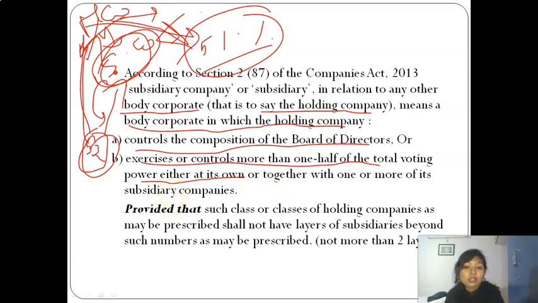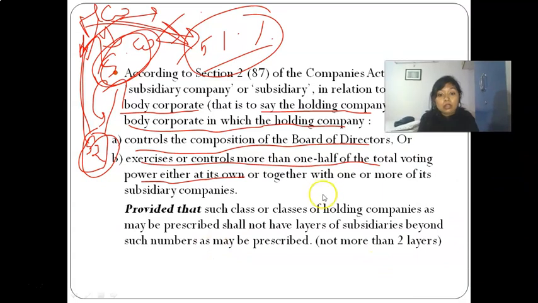So there is some provision. It is written here that such class or classes of holding company, as may be prescribed, shall not have layers of subsidiaries beyond such number as may be prescribed. So it should not be more than 2 layers.